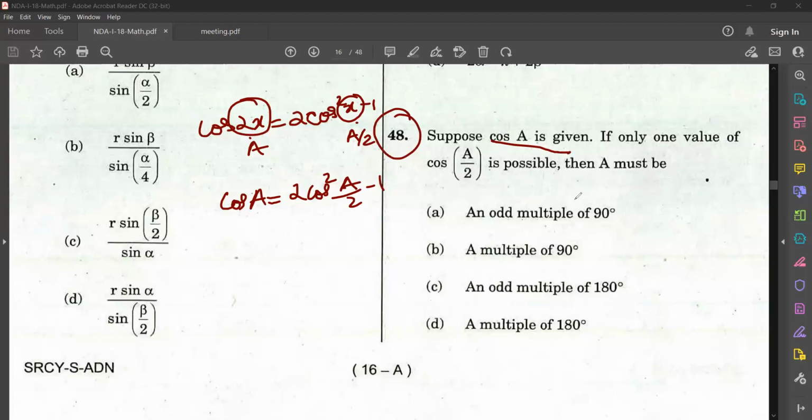Options are odd multiple of 90, a multiple of 90, odd multiple of 180, a multiple of 180 degree. So here A by 2 should have only one value, then A should be odd multiple of 180. Odd multiple of 180, option C. Option C is the correct answer.